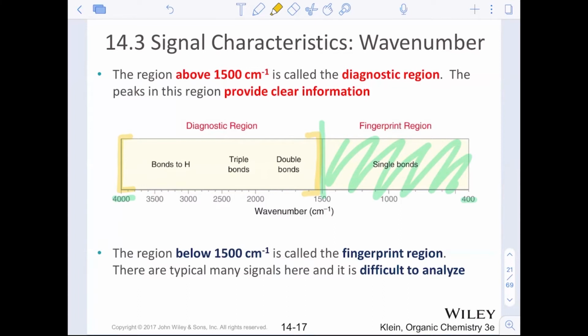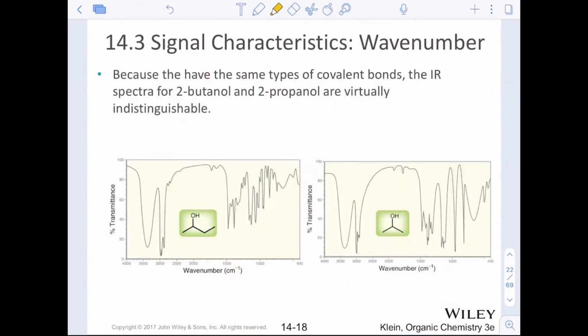So single bonds are very, very difficult to decipher. Double bonds, triple bonds, and bonds to hydrogen are much easier. Molecules might have the same types of covalent bonds, things like 2-butanol versus 2-propanol, virtually the same IR, but not the same compound, right? We have C4 versus C3 here, and we have different numbers of hydrogens, and we have an oxygen here. Looking at their IRs, they're almost indistinguishable. These two are almost the exact same.